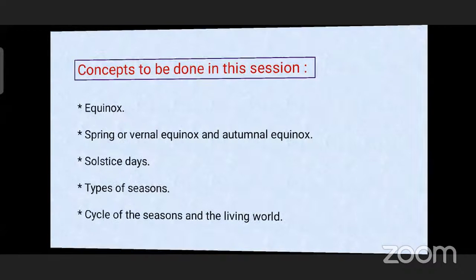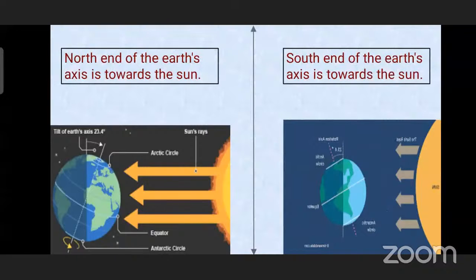So here in the next slide, you can see that in the first figure, the north end of the Earth's axis is towards the sun. And in the next figure, you can see the south end of the Earth's axis is towards the sun. So here, either the north pole gets the sun's rays or the south pole of the Earth gets the sun's rays directly. So sometimes what happens, children? Both the poles, North Pole and South Pole, are at an equal distance from the sun. That position of the Earth is called as equinox.